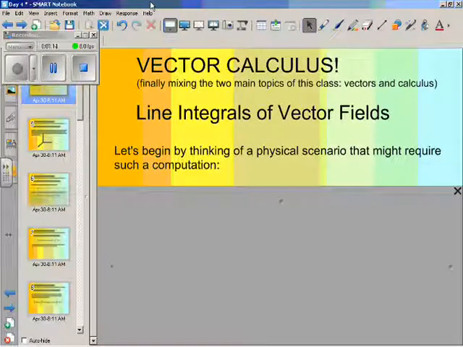A lot of times they apply to topography or map making. But remember, we also thought of vectors as a force field. A vector field can represent a force field, like gravity or an electromagnetic field or something like that.